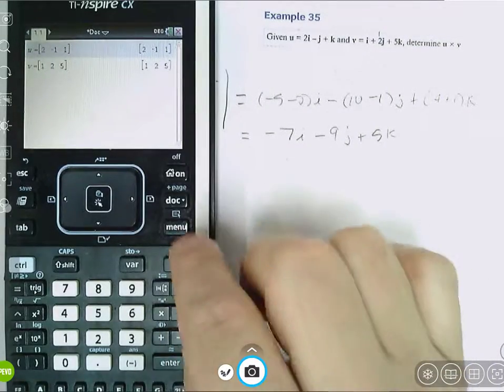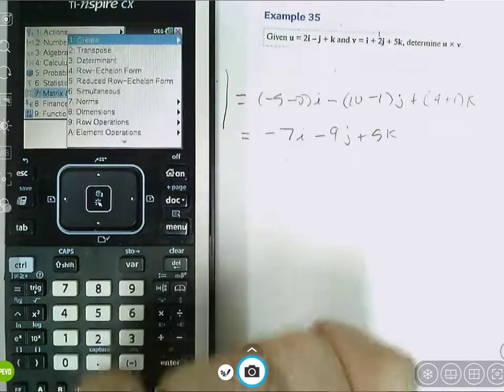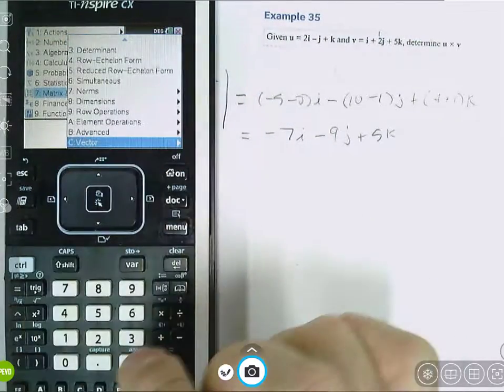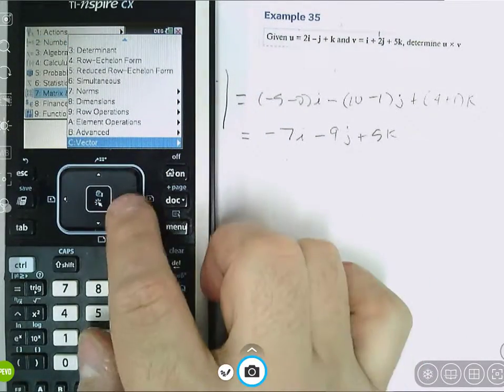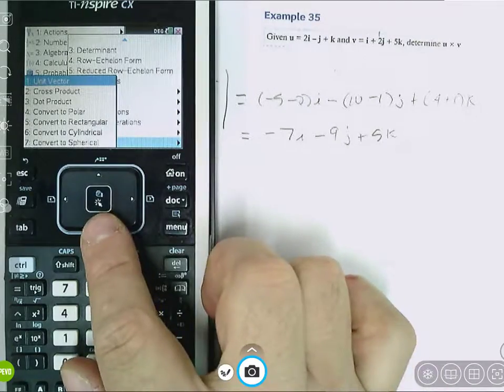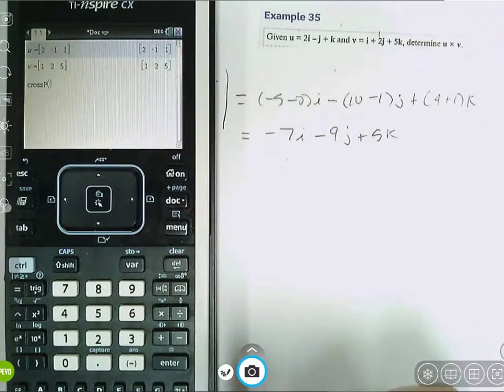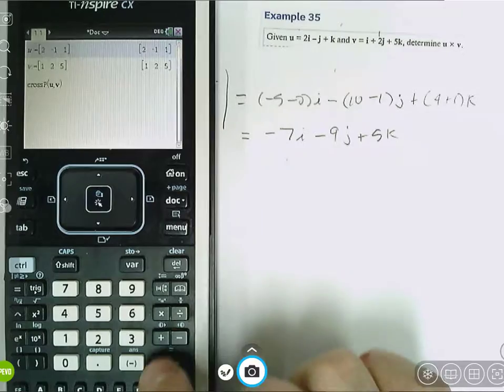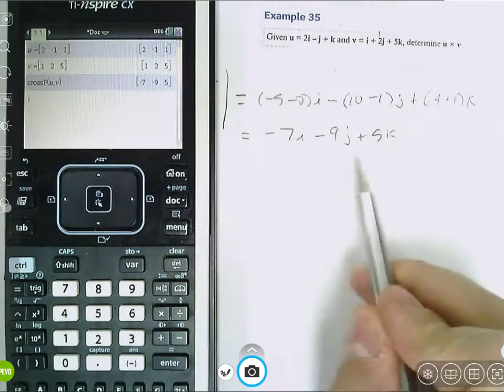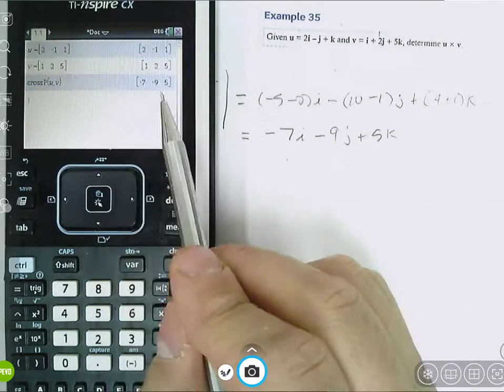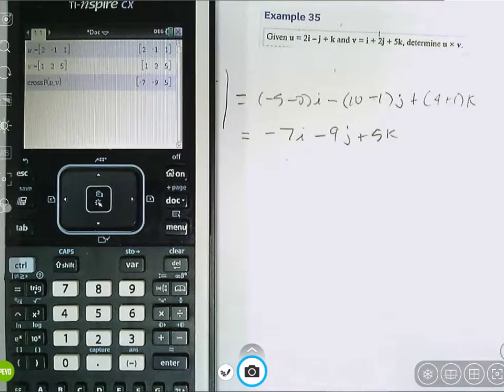The first way, I can go menu 7. I can go to the next one, vector, go over, and you can see there's the cross product. Just like we could do the dot product here, we could do the cross product here. And then I'll go u comma v. I end up with the same vector that I had, right? -7, -9, 5.